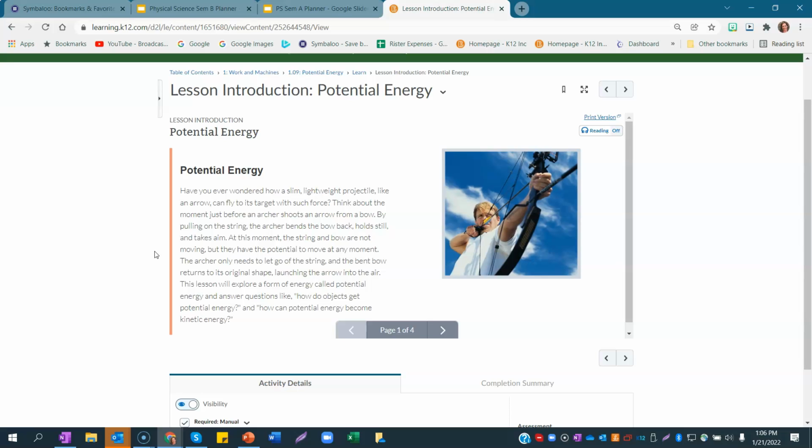By pulling the string, the archer bends the bow back, holds still, and takes aim. At this moment, the string and bow are not moving, but they have the potential to move at any moment. The archer only needs to let go of the string, and the bent bow returns to its original shape, launching the arrow into the air. This lesson will explore a form of energy called potential energy and answer questions like, how do objects get potential energy, and how can potential energy become kinetic?